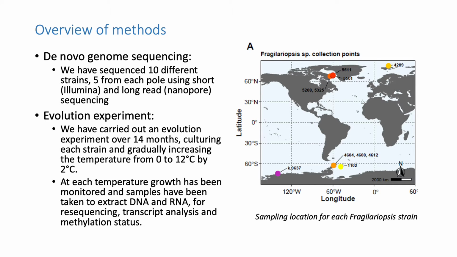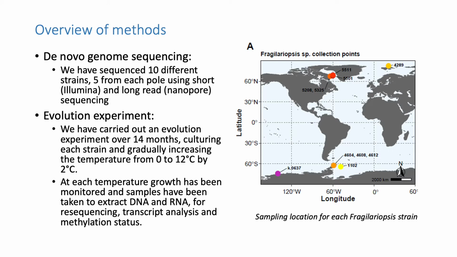We have performed de novo genome sequencing on 10 different strains, 5 from each pole, the majority of which have been previously identified as Fragilariopsis cylindrus. The majority of strains have been isolated in the last 5 years, whilst 1102, a model strain for F. cylindrus, has been in culture collections for over 50 years.